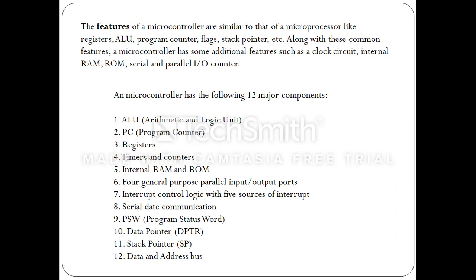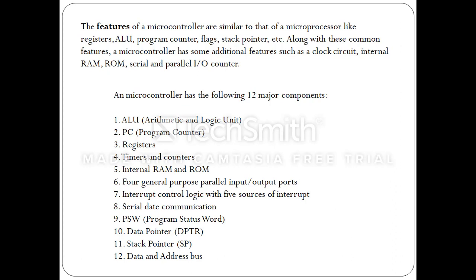Some of the features of the microprocessor and microcontroller are the same, like register, ALU, program counter, flags, and stack pointer. Along with these common features, the microcontroller has some additional features such as clock circuit, internal RAM, ROM, and serial and parallel IO counters. So these are the other features of a microcontroller.